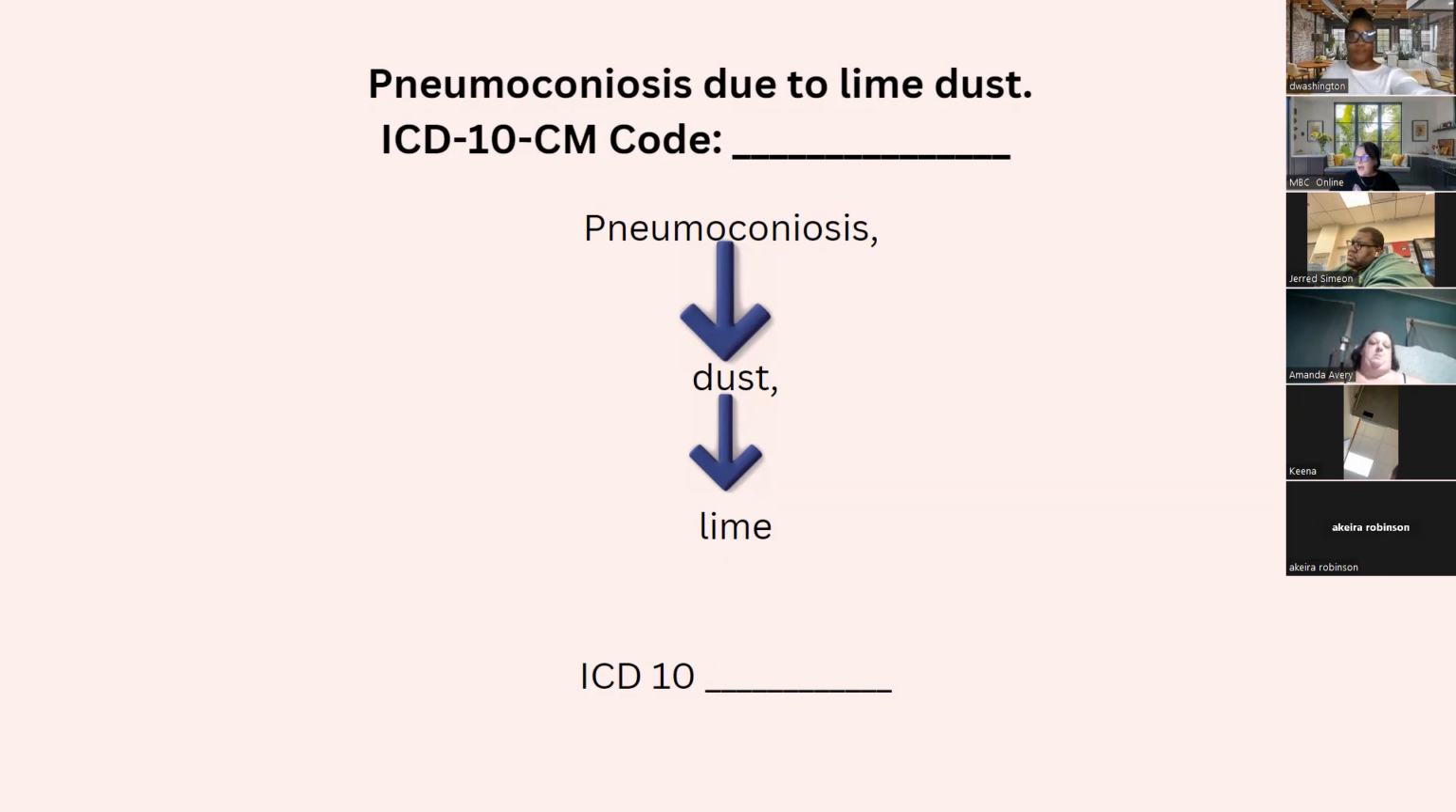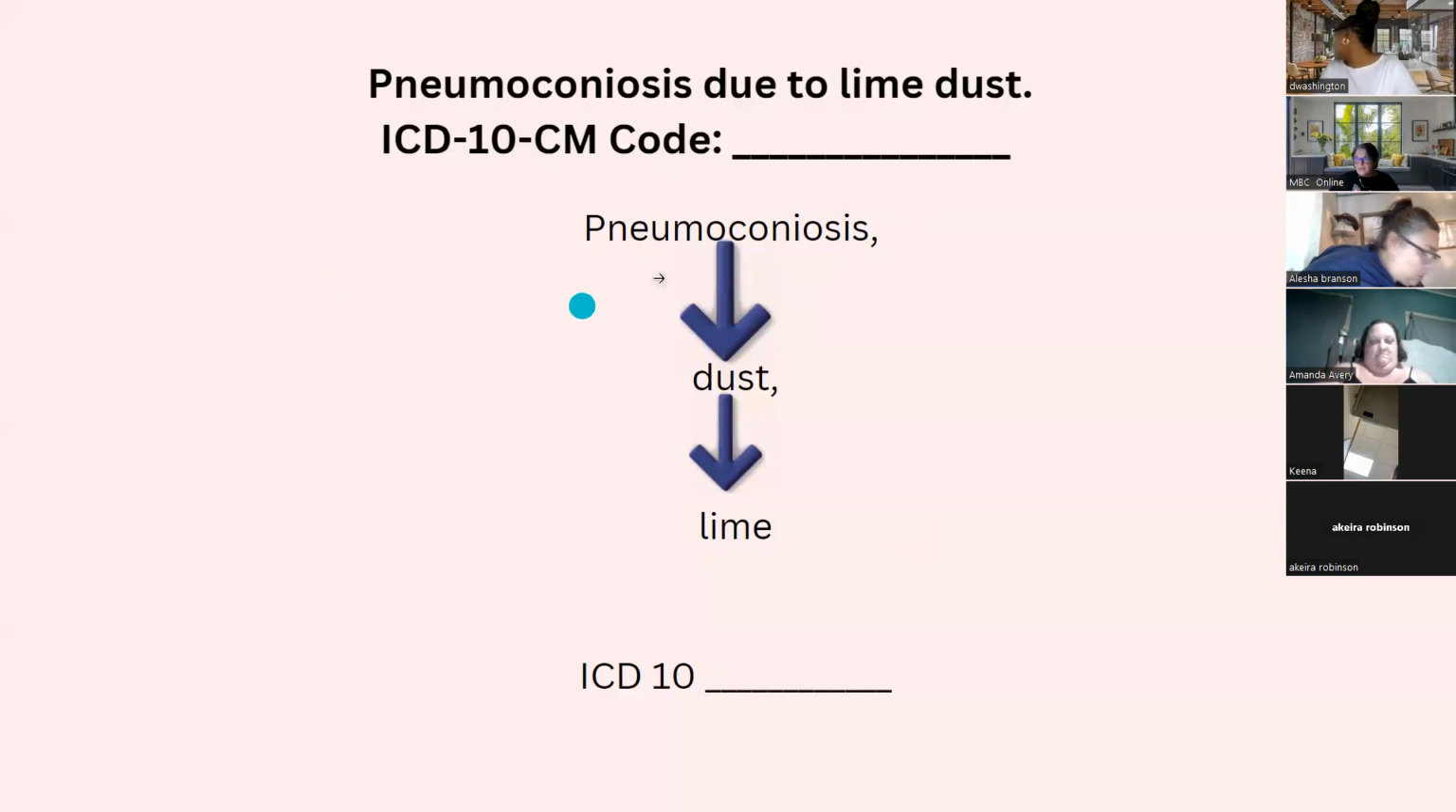Okay, so we have pneumoconiosis, and it's due to, and what that due to means, it's because of lime dust. So we're going to go to the pneumo word, then we're going to go dust, and then we're going to go lime. This is what I call mapping out. We're mapping out what we're coding.